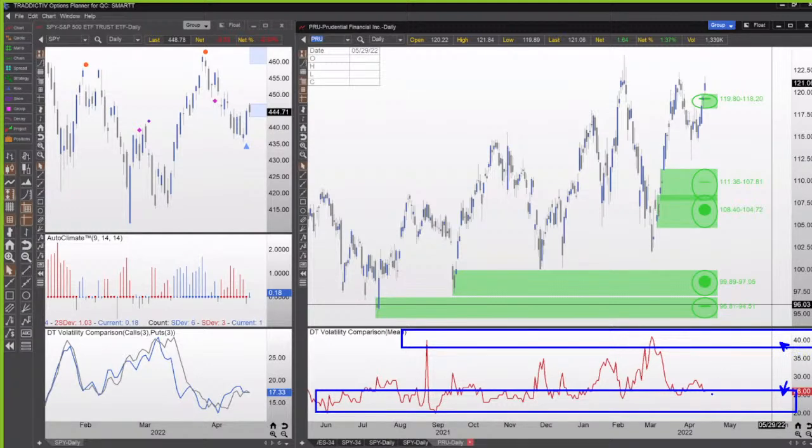In other words, currently the implied volatility for the stock is at the lower end, and therefore options are cheap. Of course, if you buy a call on Prudential and it goes against you and falls, you're going to lose, because buying a call only makes a profit if you are right in direction. It has to go higher. But at least you know you start this trade by buying a cheap option.